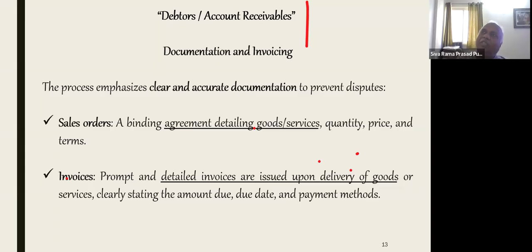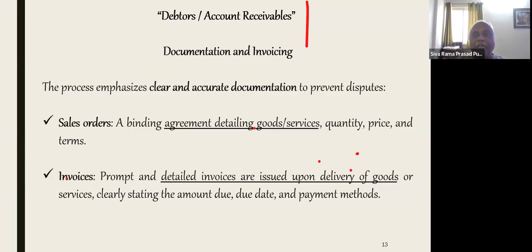Now, first, the letter is to be originated by that particular buyer. Sir, we require 10,000 goods and the purchase price is this. We require this quality. That is called the purchase requisition. Based on the purchase requisition only, the company will supply the goods.